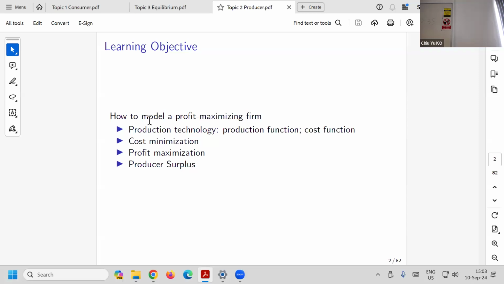Again, lastly, with consumer surplus, it turns out to be nothing new here. Consumer surplus, producer surplus, it's just profit. Okay, so that's very easy.